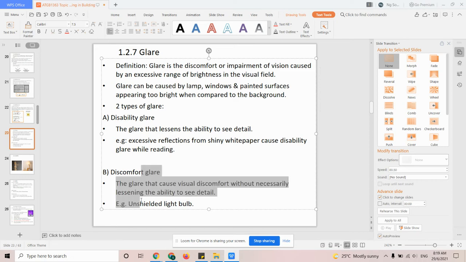So for discomfort glare, it is usually from our artificial lighting because it's not so bright. We can look directly at it. So although we can still see the detail beside it, it's not very comfortable for us, but it's still not at the level of pain where we cannot look at it. So this is the difference between the two types of glare available.